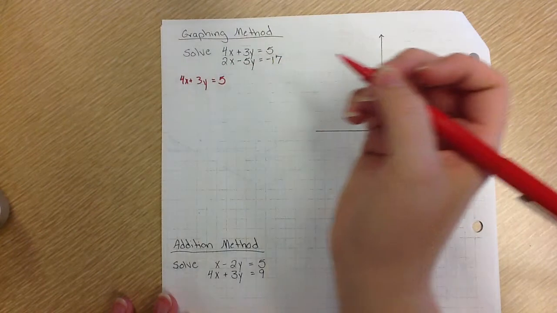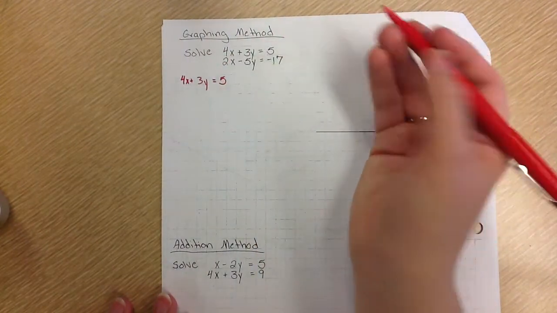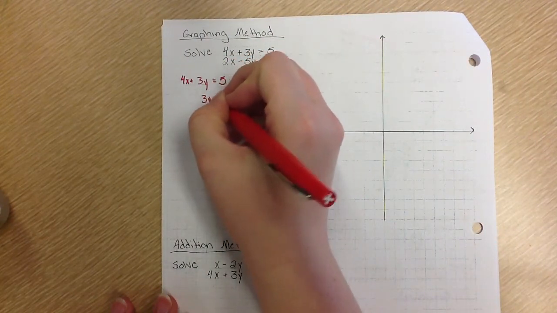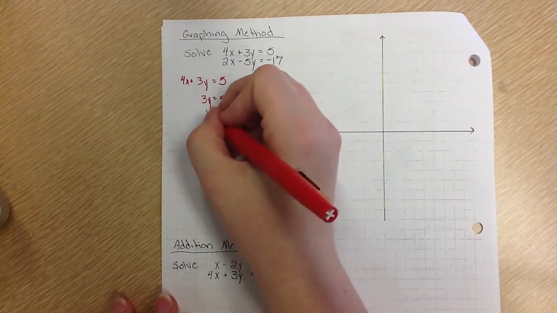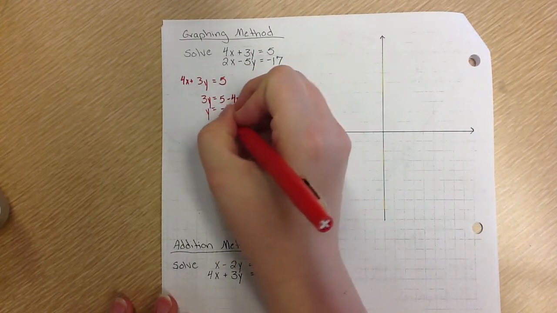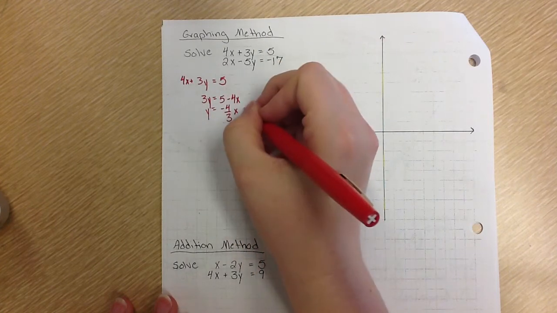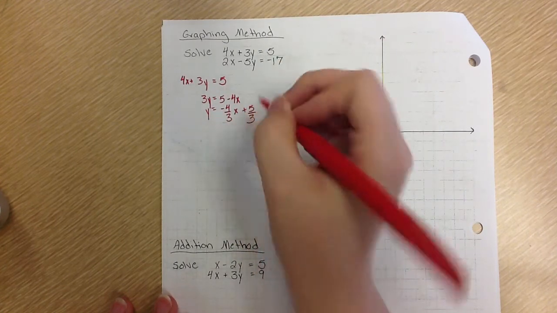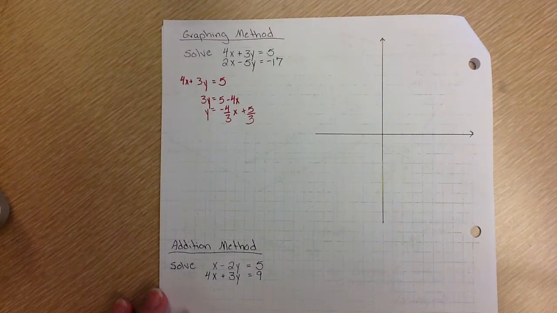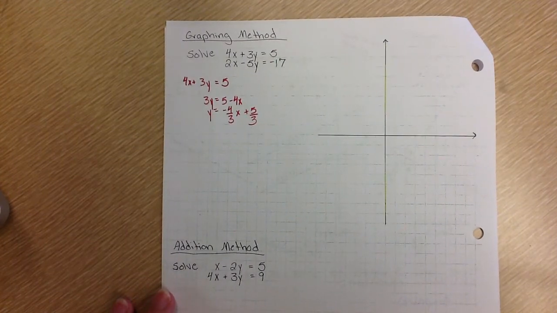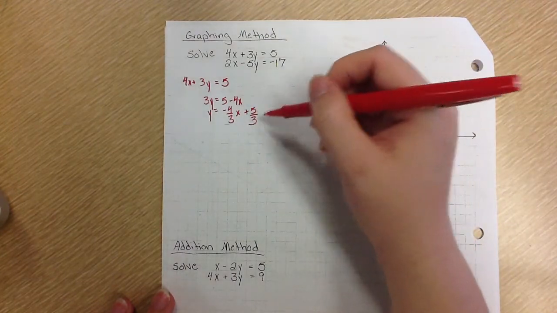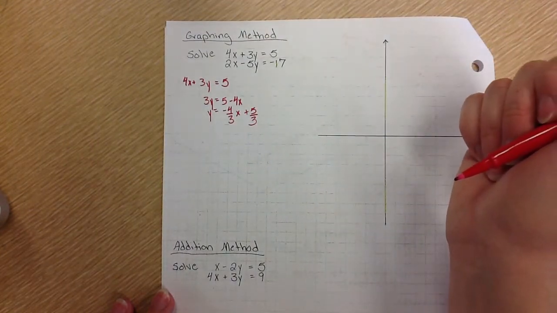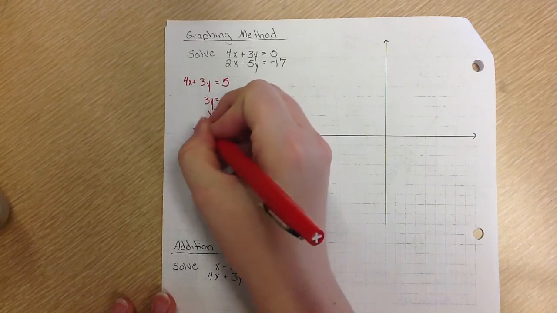One is to just come up with ordered pairs, but either way I'm going to solve for y. If I subtract the 4x, I'd have 5 minus 4x, and then divide by 3. So y equals negative 4/3 x plus 5/3. I could graph this by using the slope and the y-intercept, but the y-intercept isn't a very nice number. So I'm going to go ahead and just create an xy table.